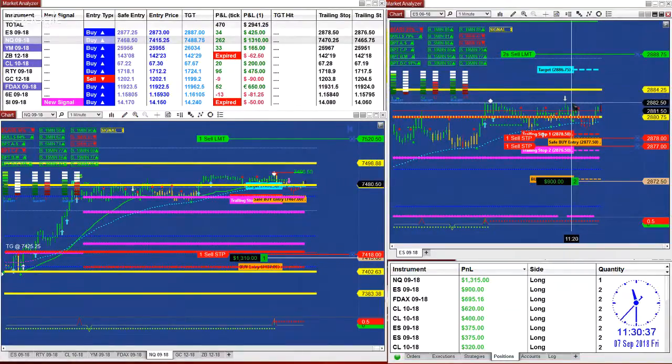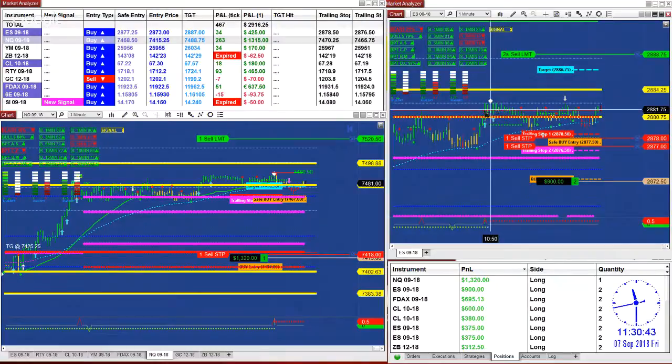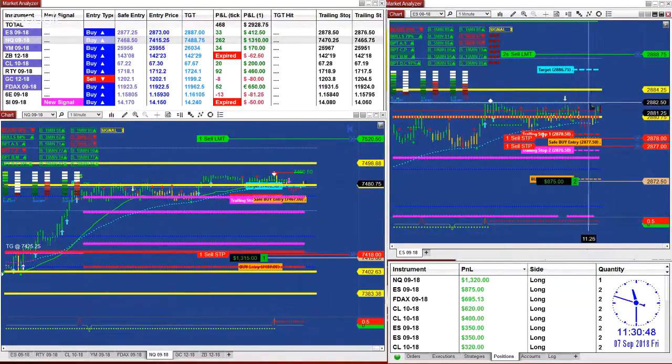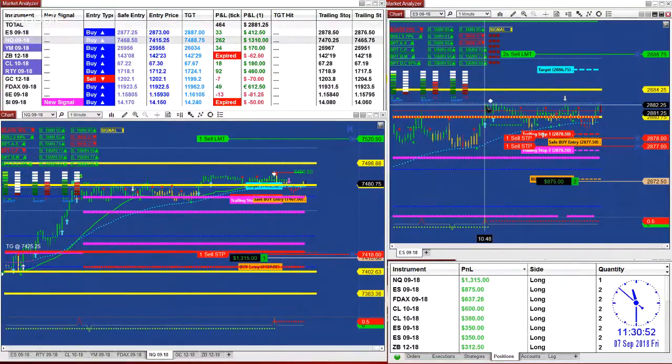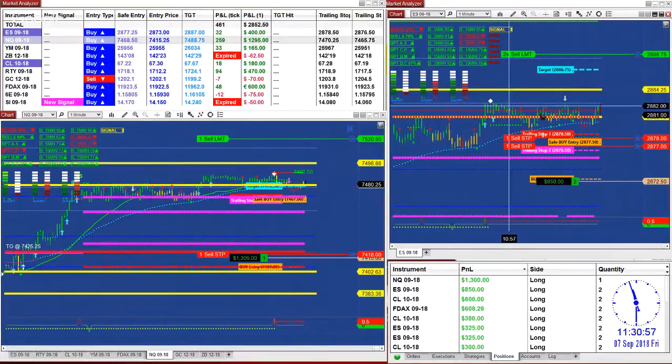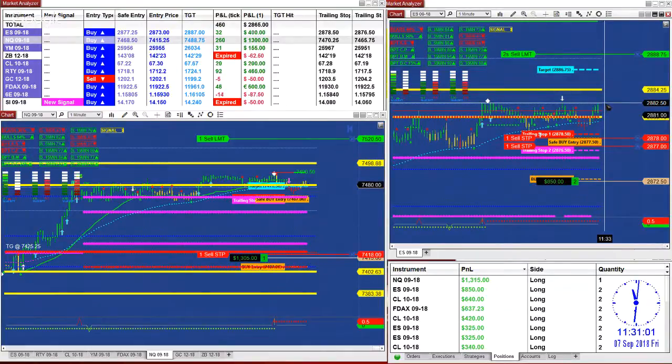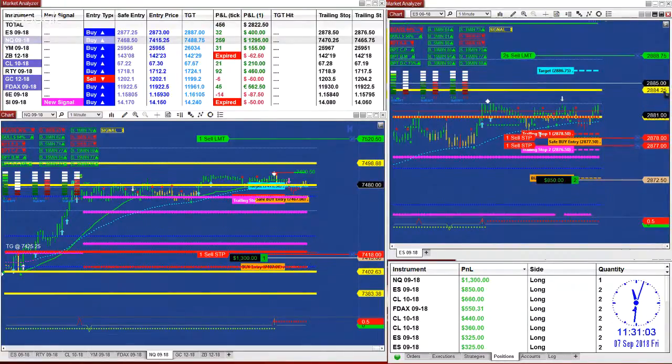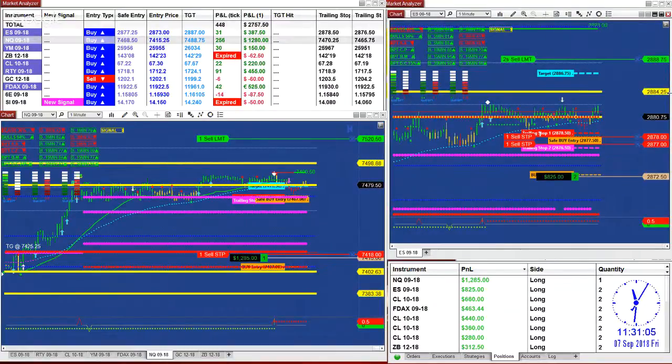We are stuck on the 8250 on the ES. And look how many times the 8250 struggling. It's been since 10:48. The ES has not been able to break the 8250. So this is really a problem at the moment with the ES.